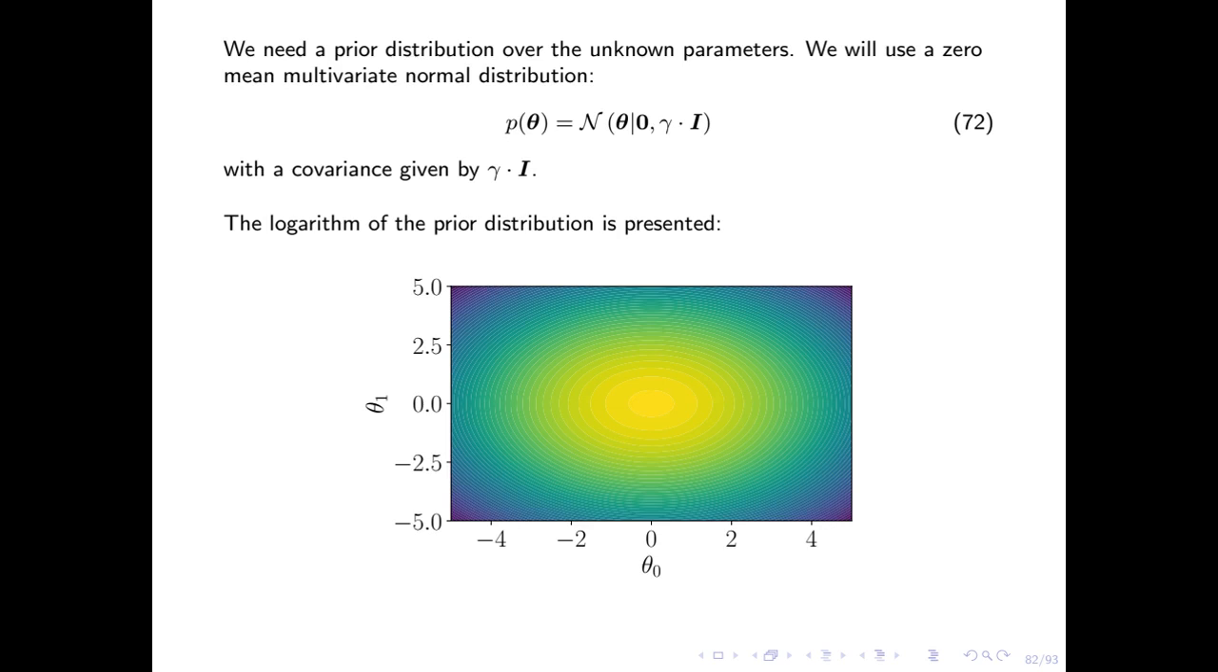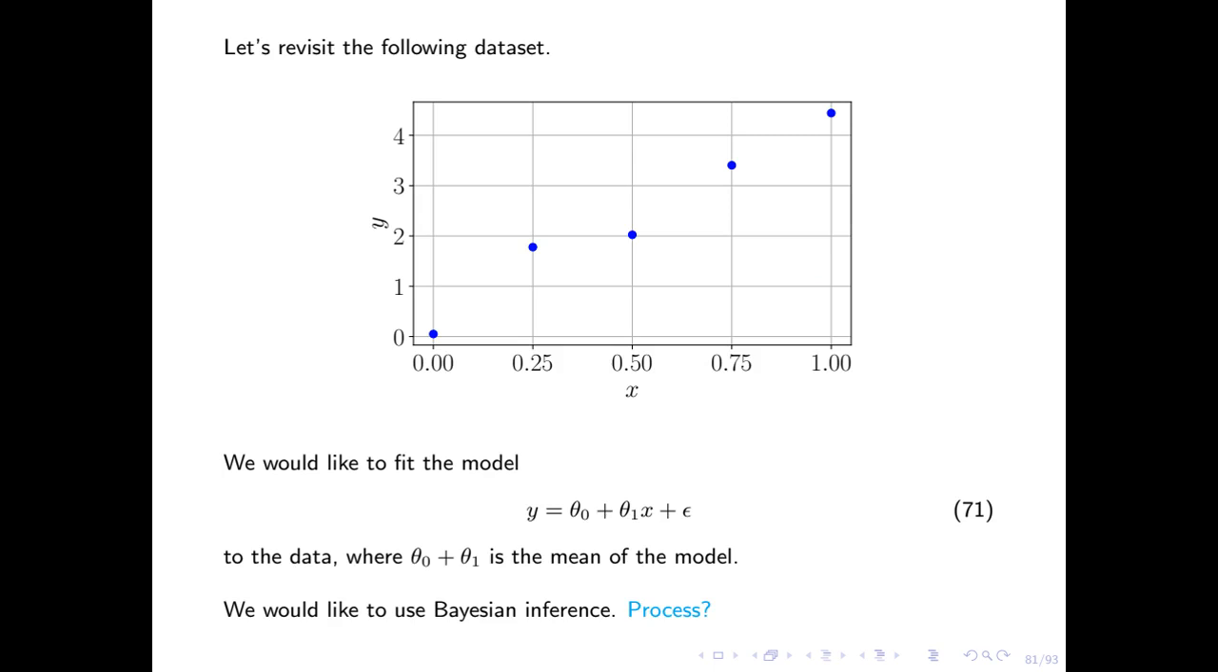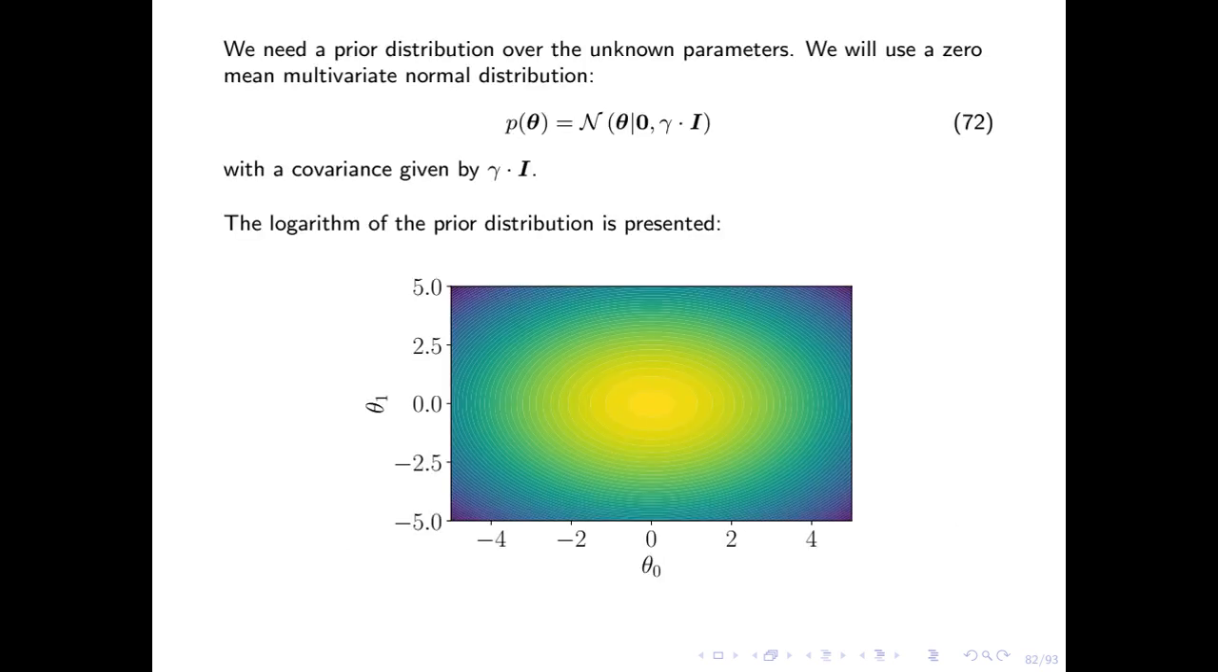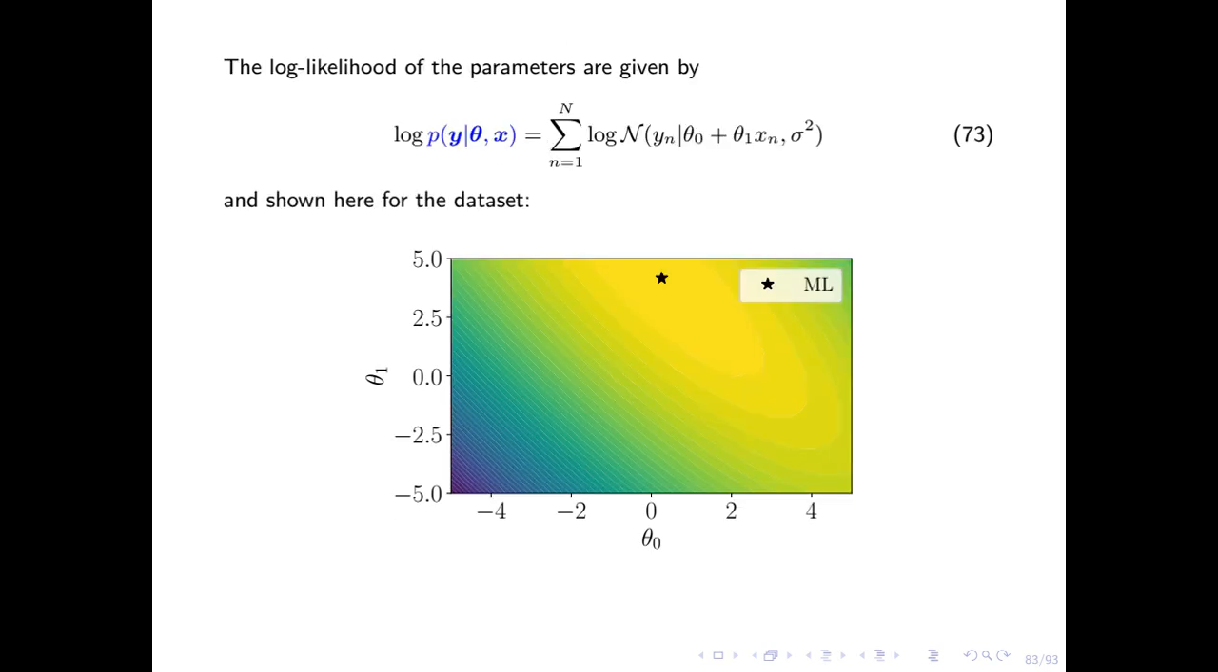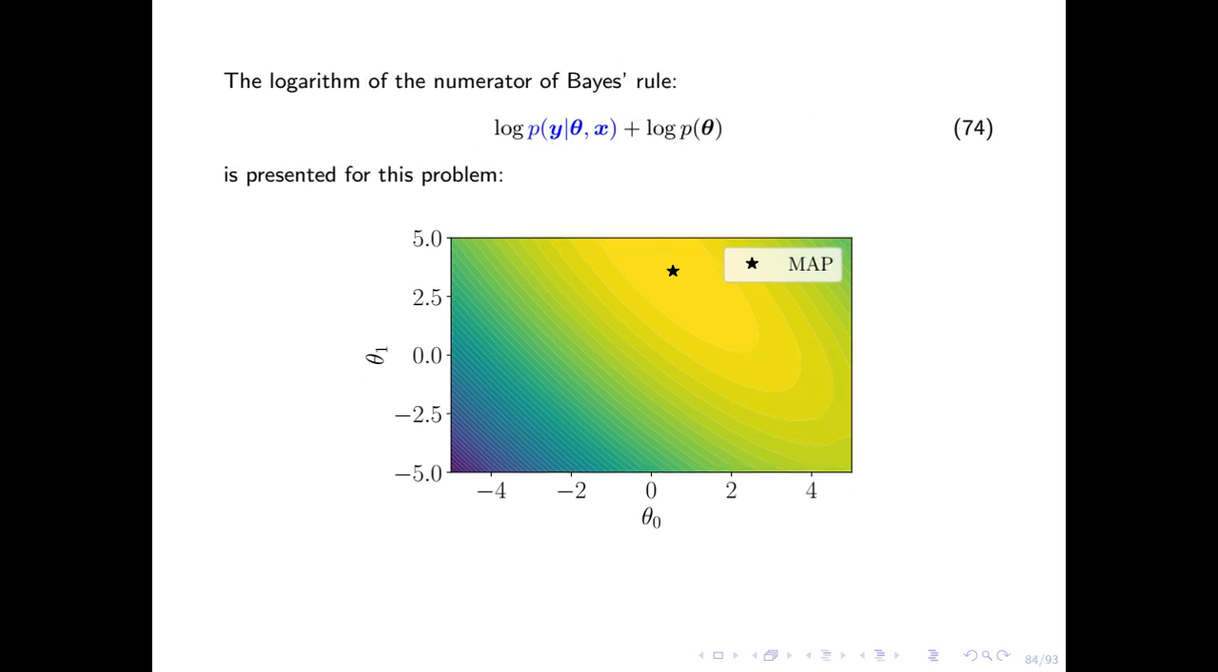Just to illustrate the process again, I'm going to use a very visual description. Because we have two unknown parameters in our linear regression model, we need a two-dimensional prior distribution. We need a distribution over those two parameters. In this case, I chose it to be a multivariate Gaussian. The maximum is at the center, so it's a zero mean Gaussian. So this is our prior.